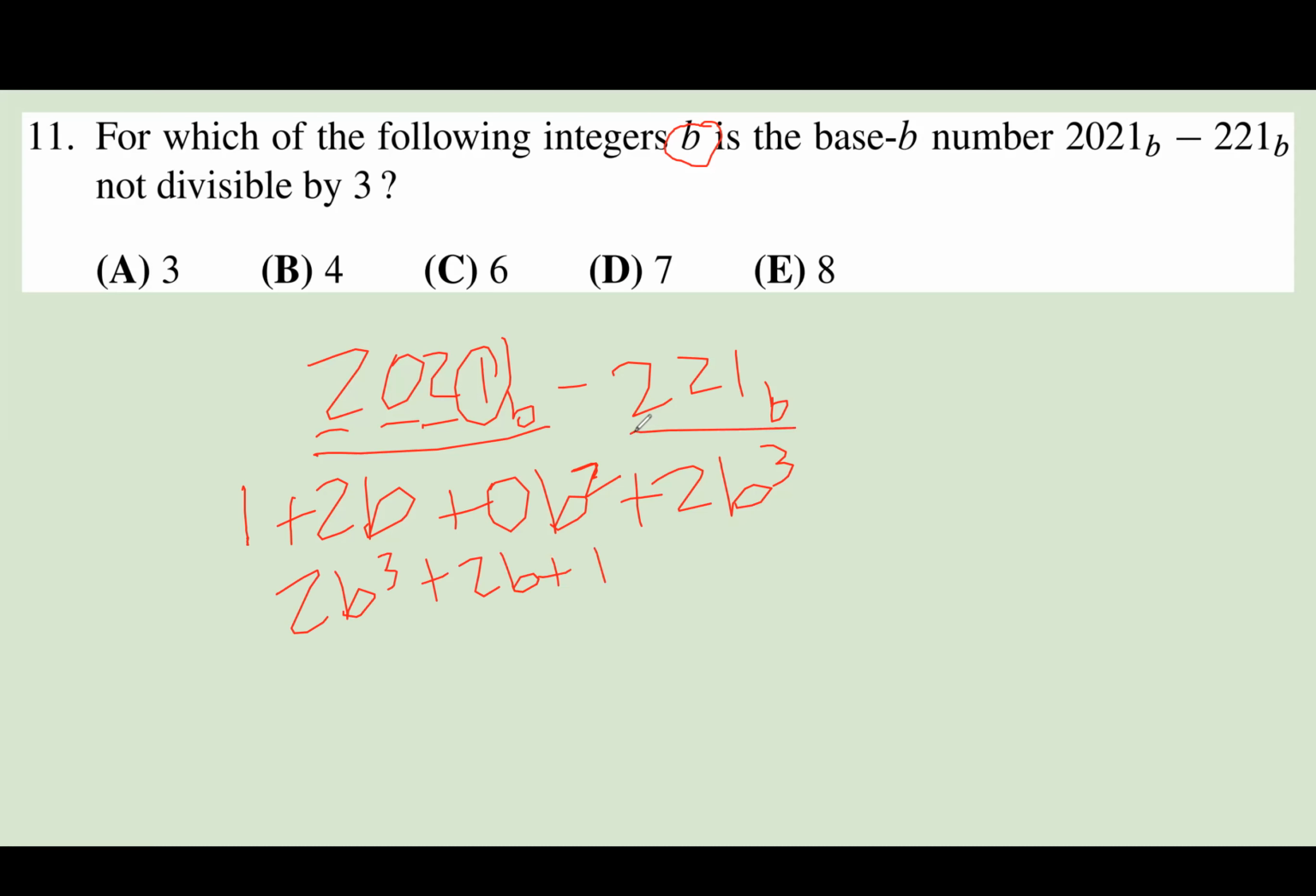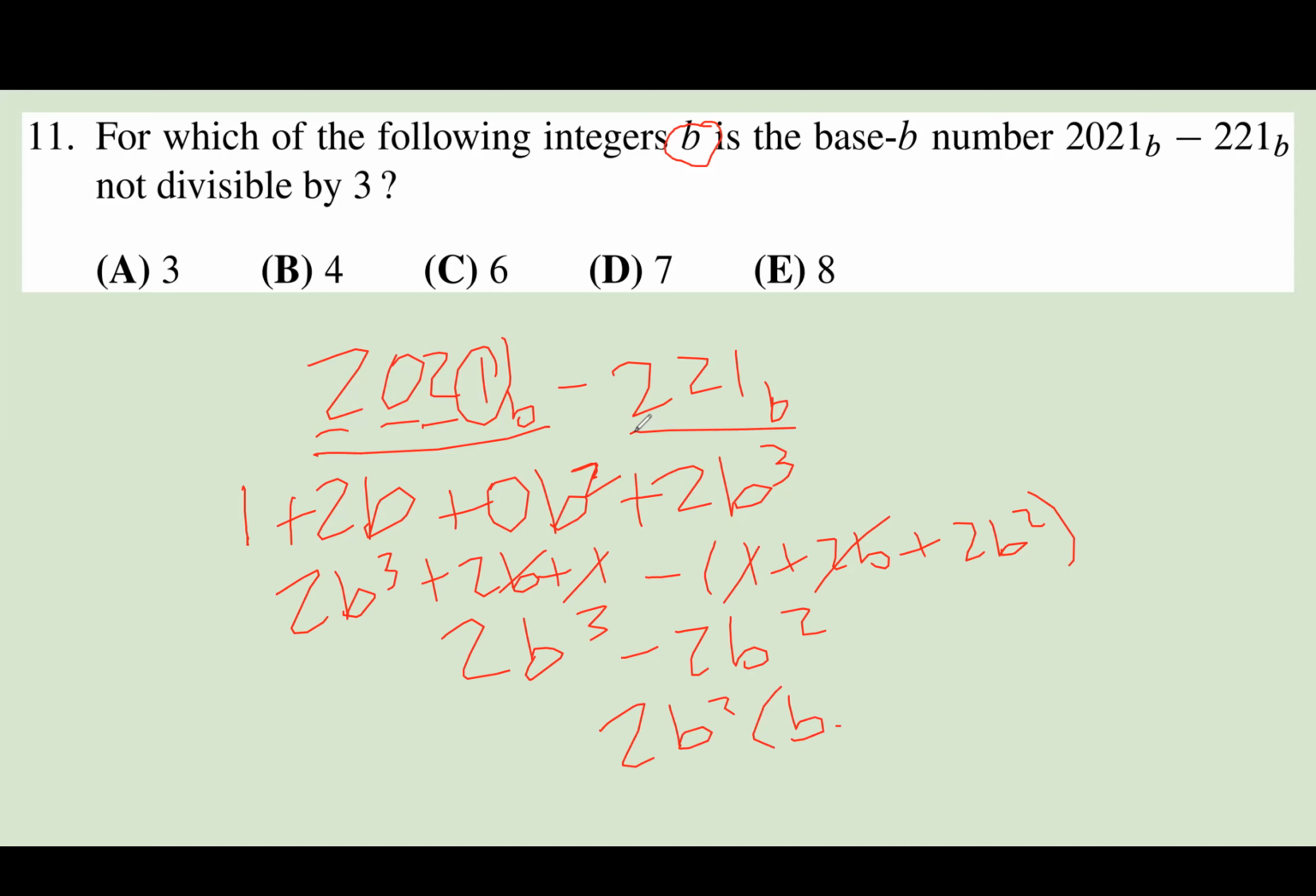The second one would be 1 plus 2b plus 2b squared. Now, if we subtract these two numbers, we would get 2b cubed, and the rest would cancel. So we'd end up with just 2b cubed minus 2b squared, or 2b squared times b minus 1.